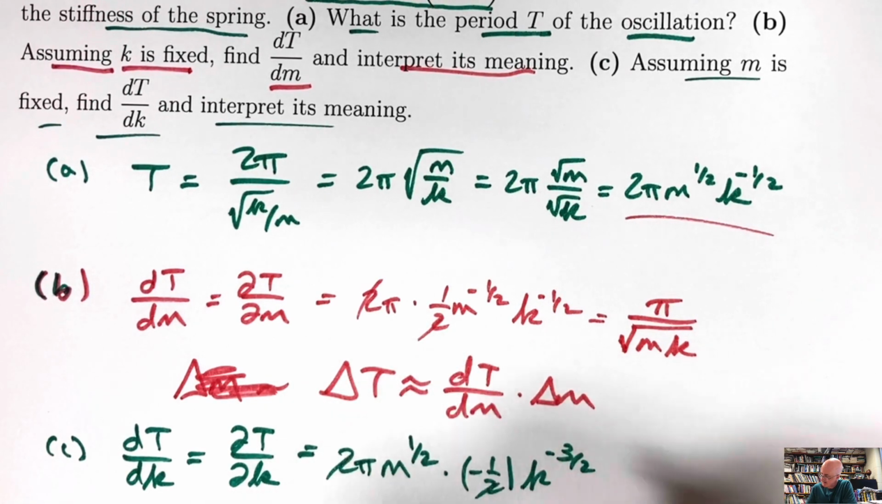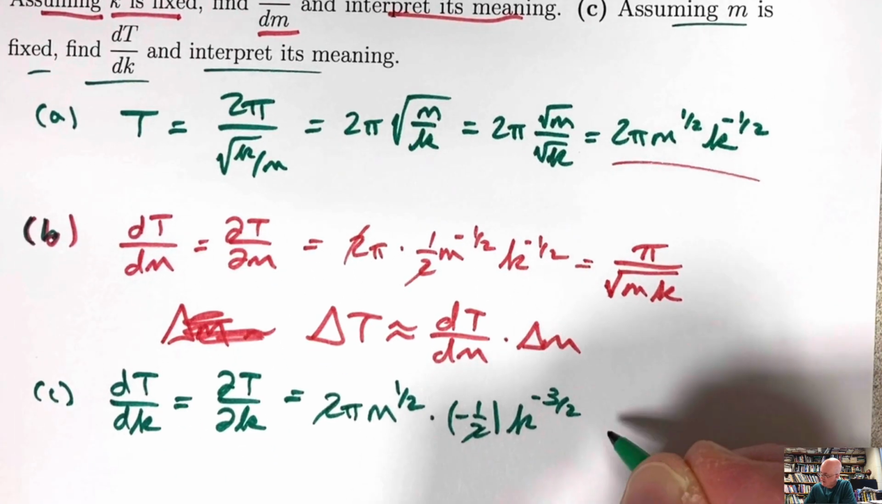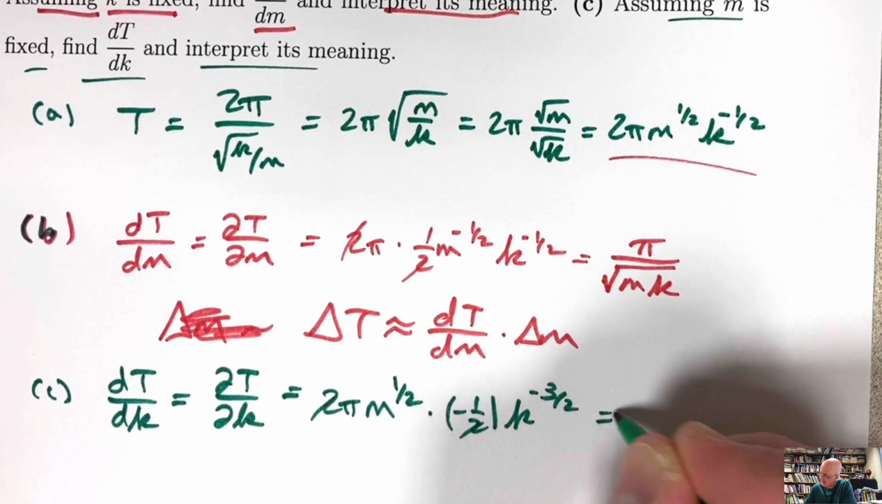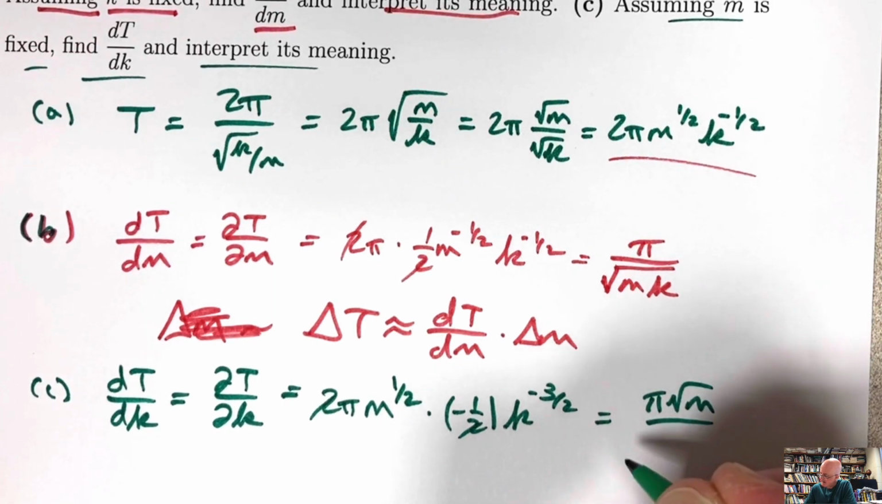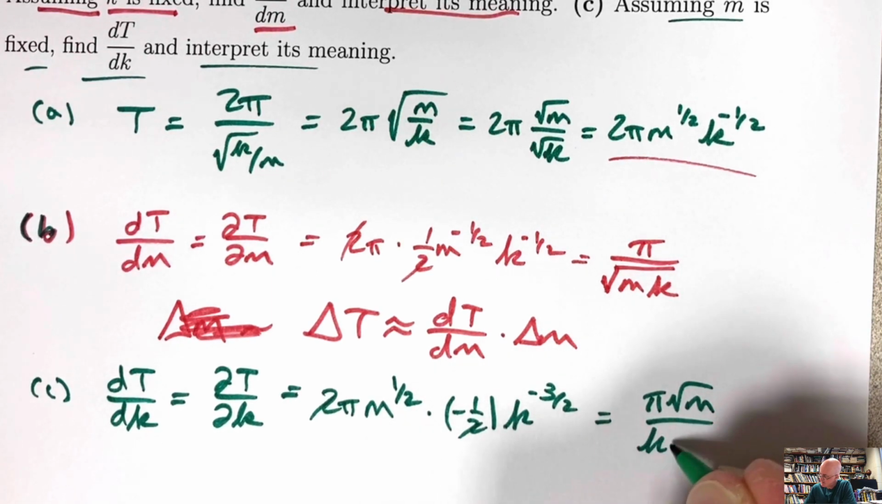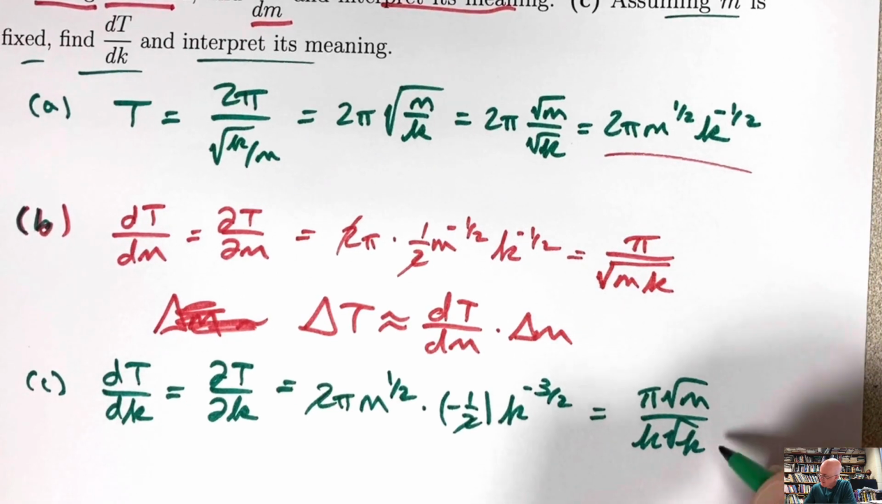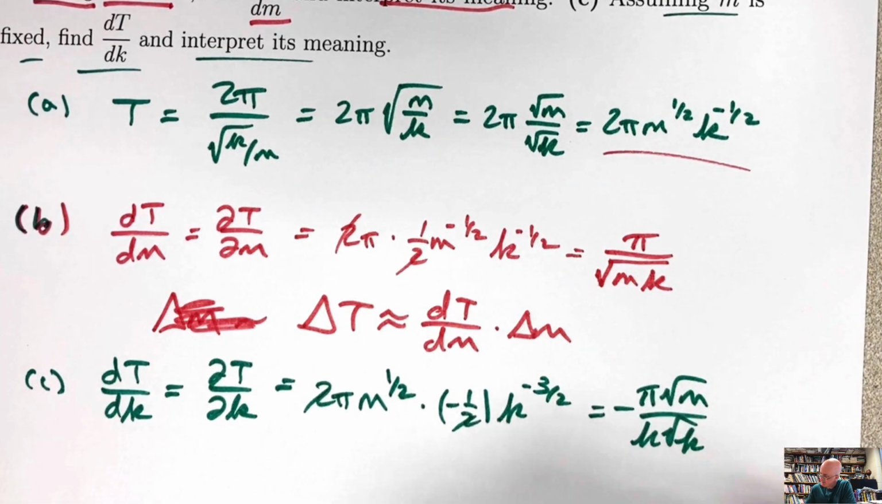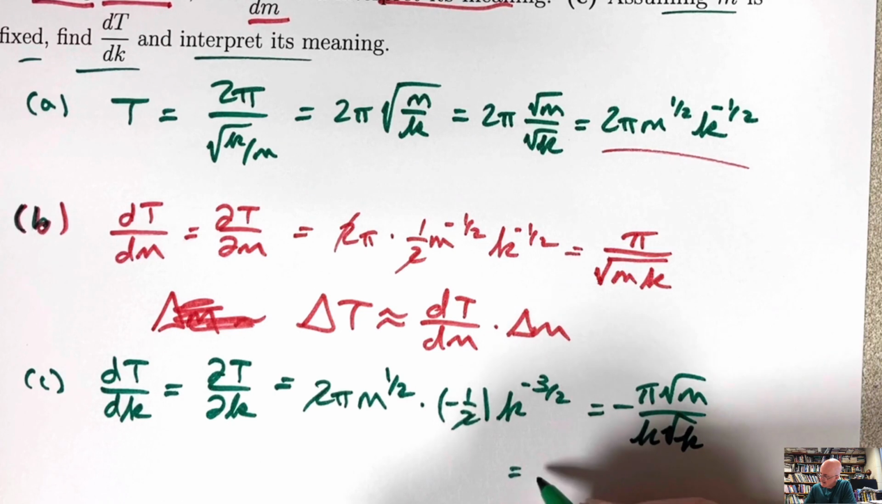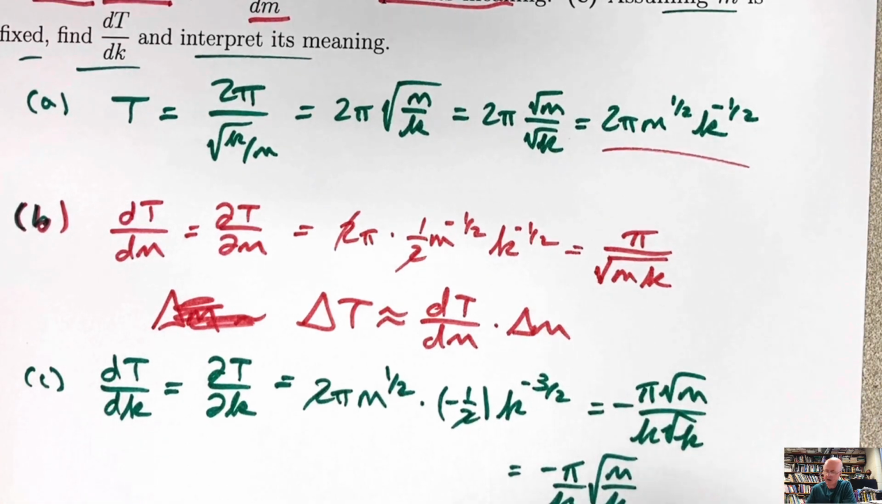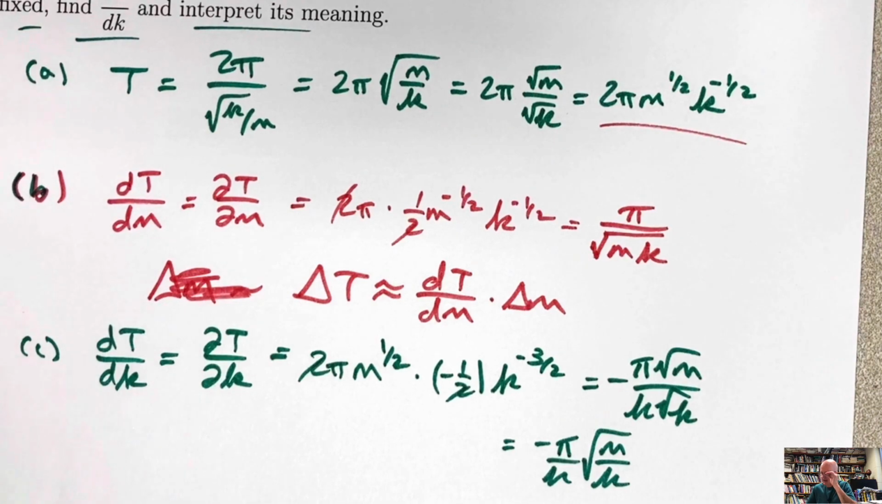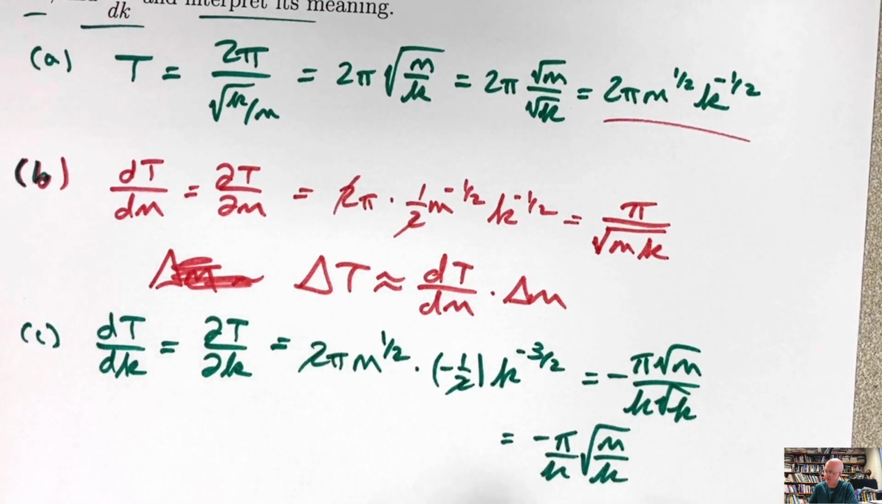The 2's cancel again. We can also rewrite this with square roots as pi times the square root of m divided by k to the 3/2, which can be written as k times square root of k. You also could combine those square roots. I forgot my negative sign, that's important. And get negative pi over k times the square root of m over k. A number of different ways to write it.